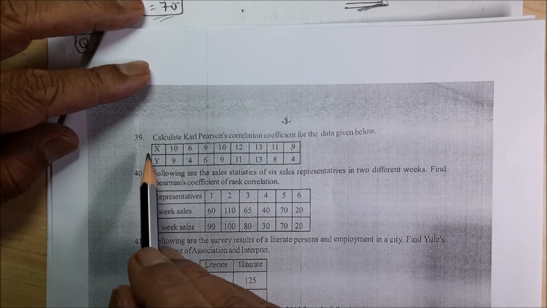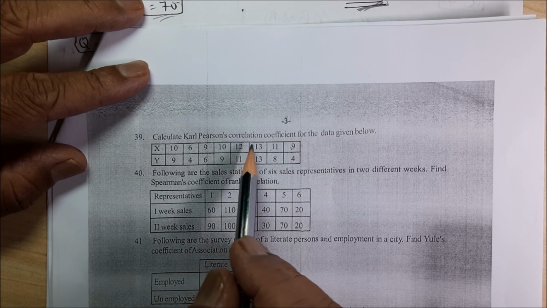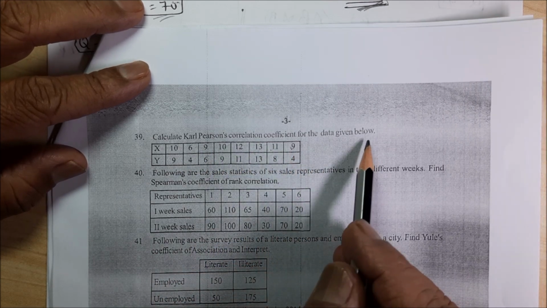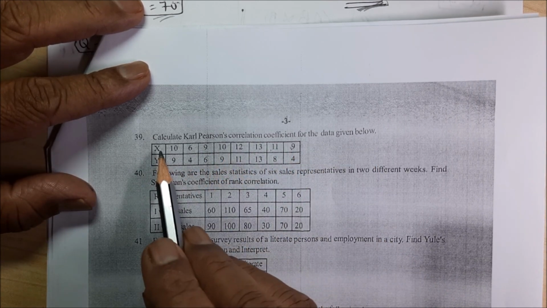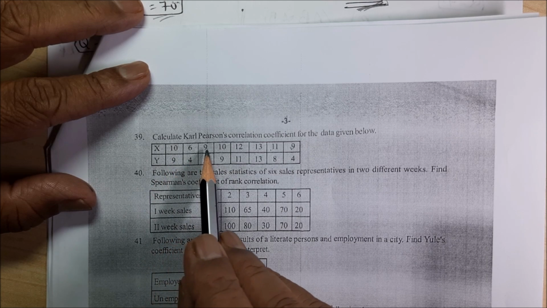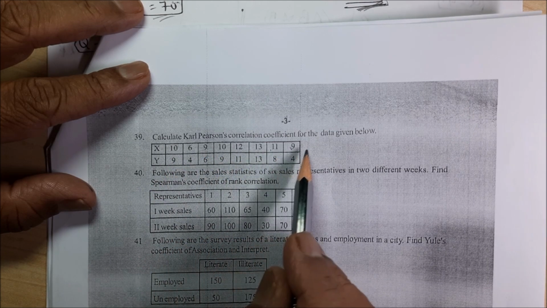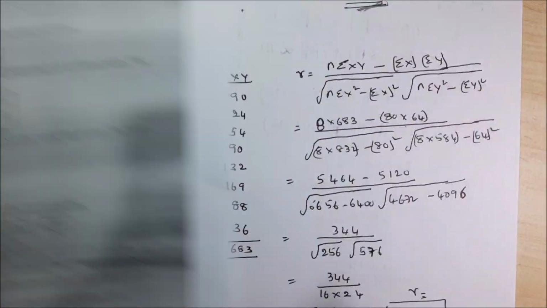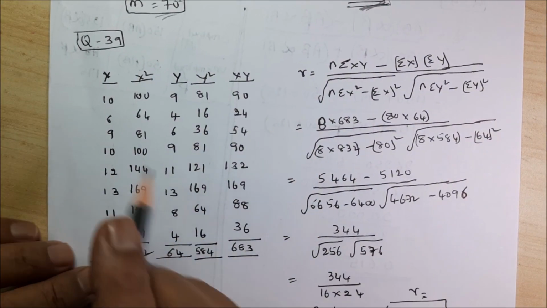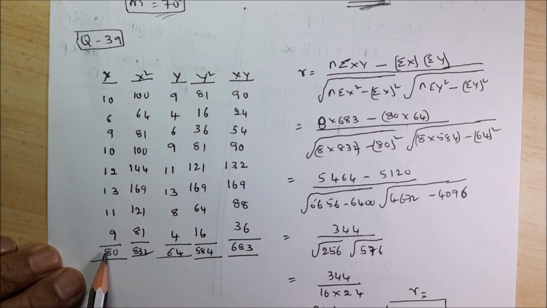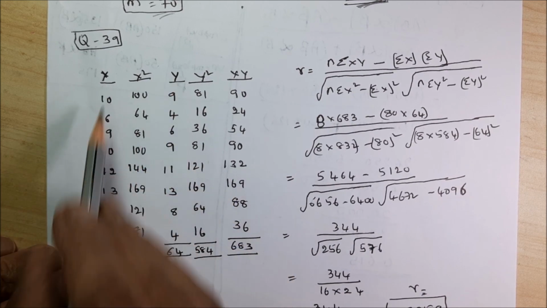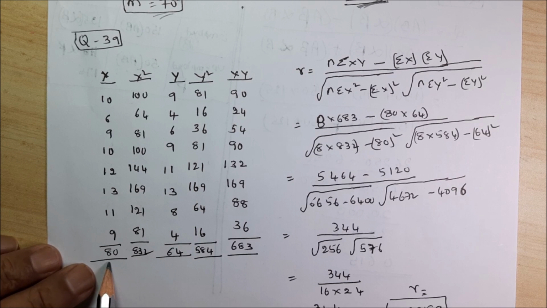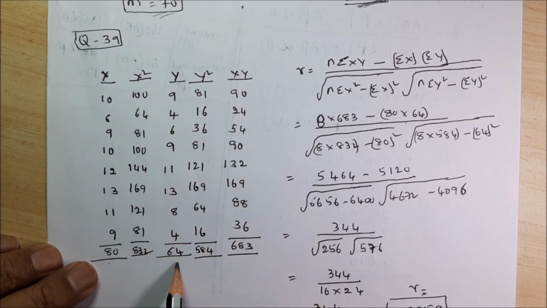Now 39th question, calculate Karl Pearson's correlation coefficient for the following data. It is individual series x and y, 10, 6, 9, 10, 12, 13, 11, 9, 9, 4, 6, 9, 11, 13, 8, 4. Very simple. You can take x, write y, and just total it up. Then x becomes 80, and if you total y, it becomes 64.